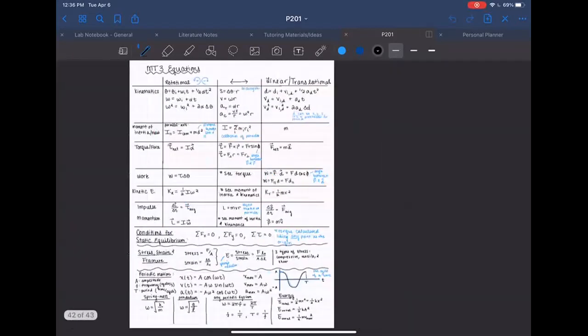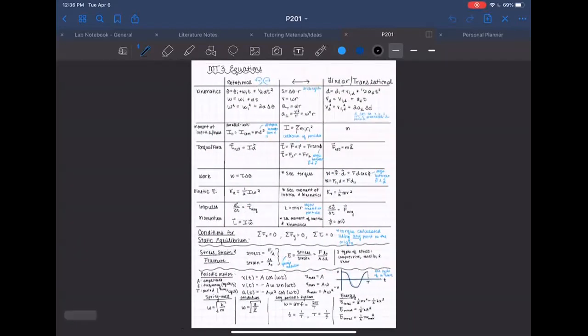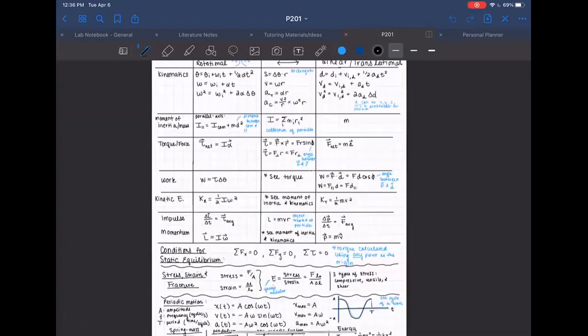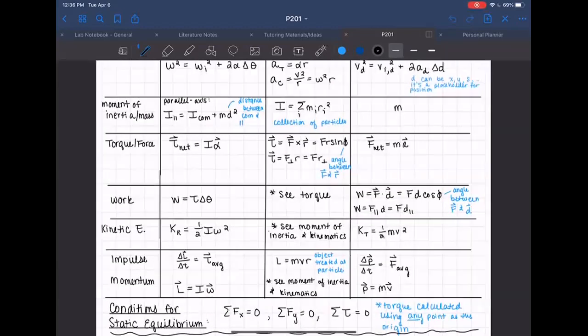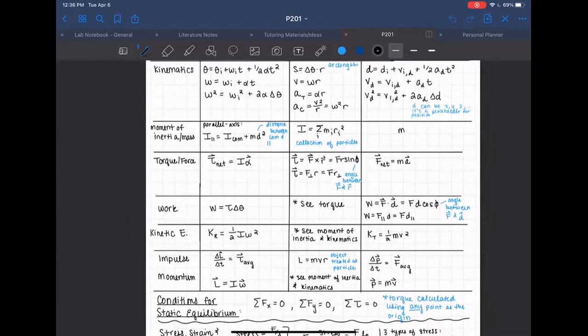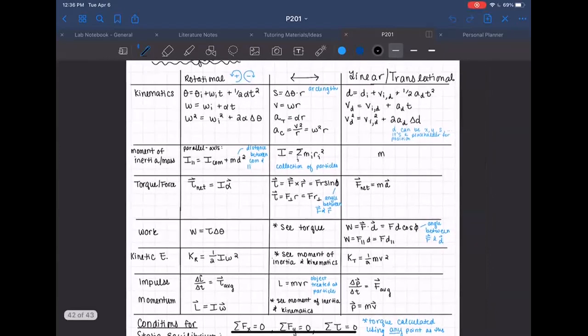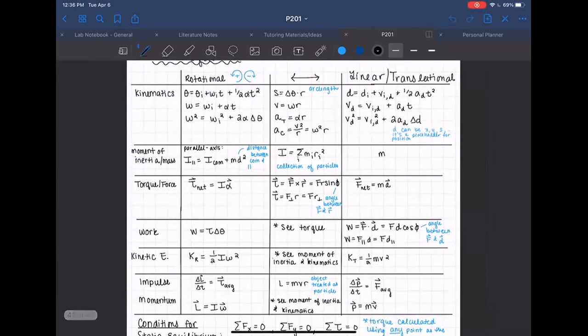And of course, I should hopefully see things pop up on the chat if you have questions, or you can use the raise hand feature or just ask them. So let's zoom in on this general overview.